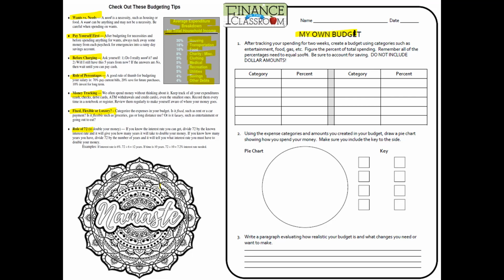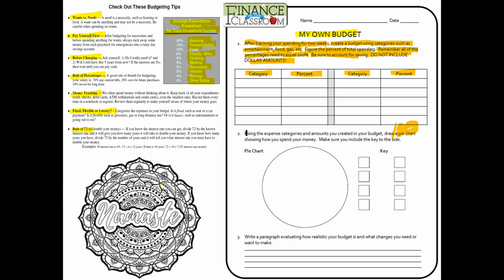From looking at some of these budgeting tips and the average expenditure of how other households spend their money and budget, I want you to track your spending for the last 2 weeks. Create a budget using categories such as entertainment, food, gas, etc. Figure the percent of the total spending. Remember, all of the percentages need to equal 100%, and be sure to account for savings. Do not include dollar amounts. Make sure you do category, percent, category, percent, and that they add up to 100.